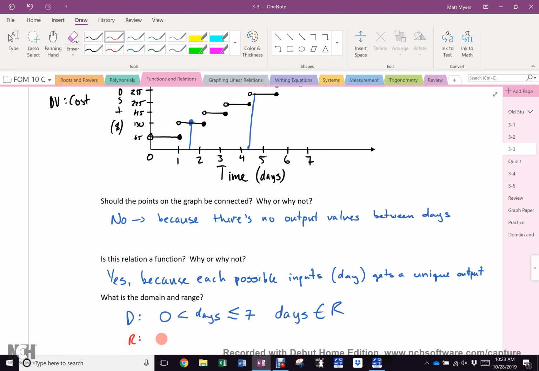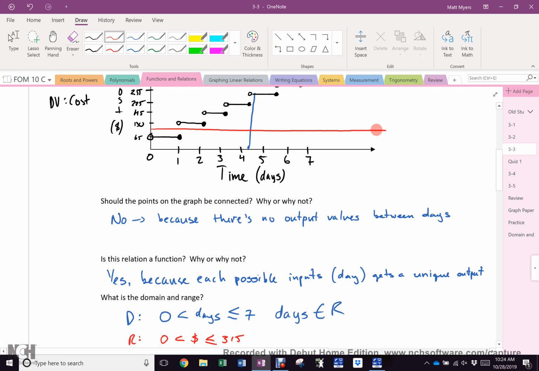What are my range values? 0, because I may not rent the car. What's the next range value? Some of you want to do this, right? Don't write that down. Some of you want to do that, right? Okay. So, is there a range value of $110? Where would 110 be? Between 65 and 130, yes? Is there a range value there?